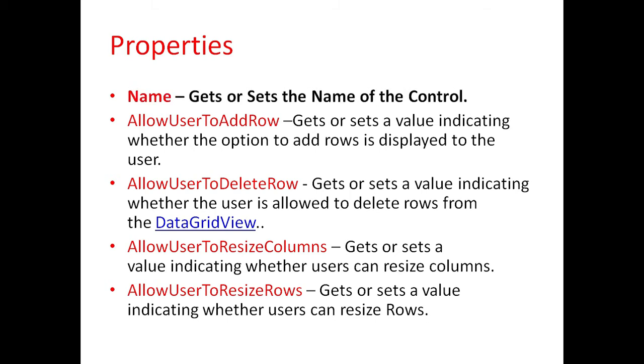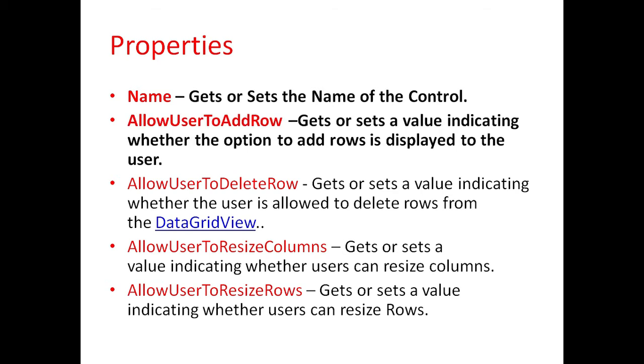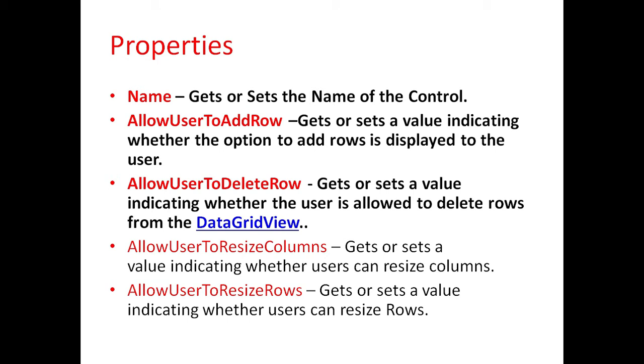First is Name, which is used to get or set the name of the control. AllowUserToAddRows is used to get or set a value indicating whether the option to add rows is displayed to the user. AllowUserToDeleteRows property is used to get or set a value indicating whether the user is allowed to delete rows from the DataGridView.